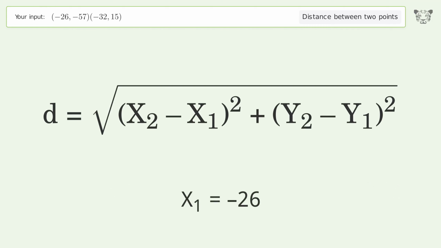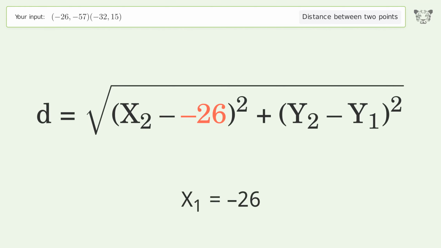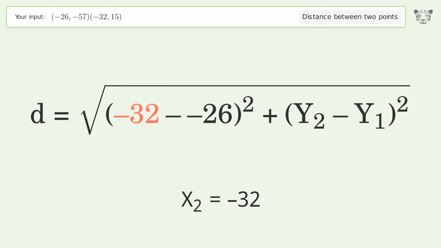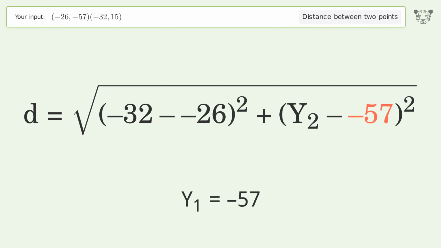x1 equals -26. x2 equals -32. y1 equals -57. y2 equals 15.